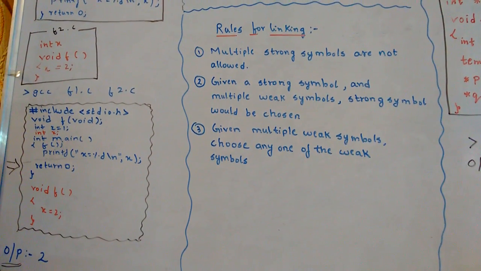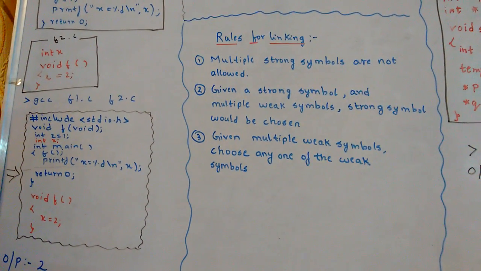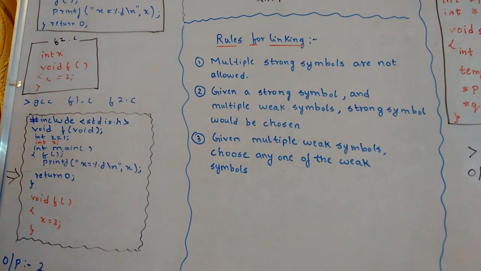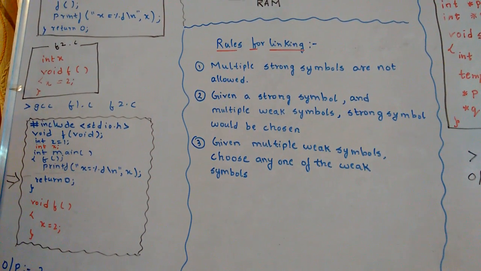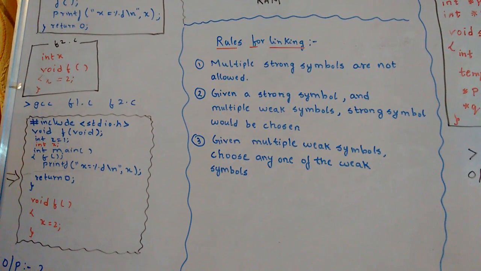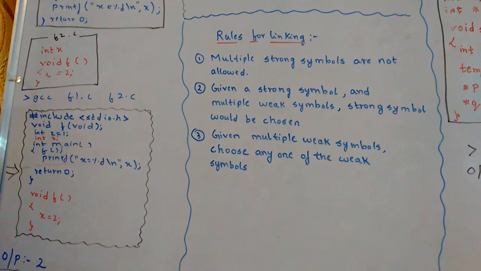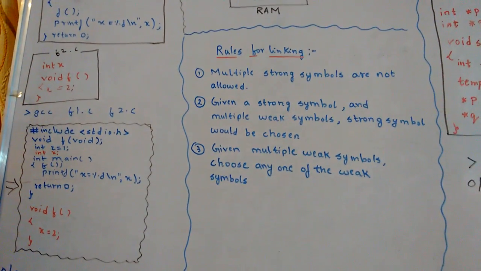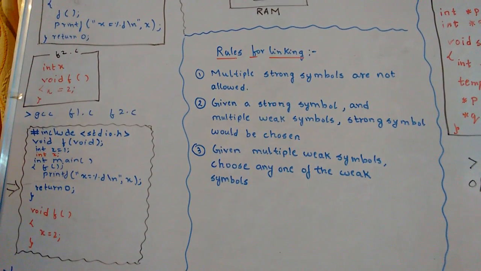So the second rule says if there is a strong symbol and a weak symbol or multiple weak symbols, the strong symbol would be chosen. That is what is happening here. x = 1 would be chosen rather than int x, which will be neglected. I hope the resolution of global symbols defined at multiple places is clear to you.